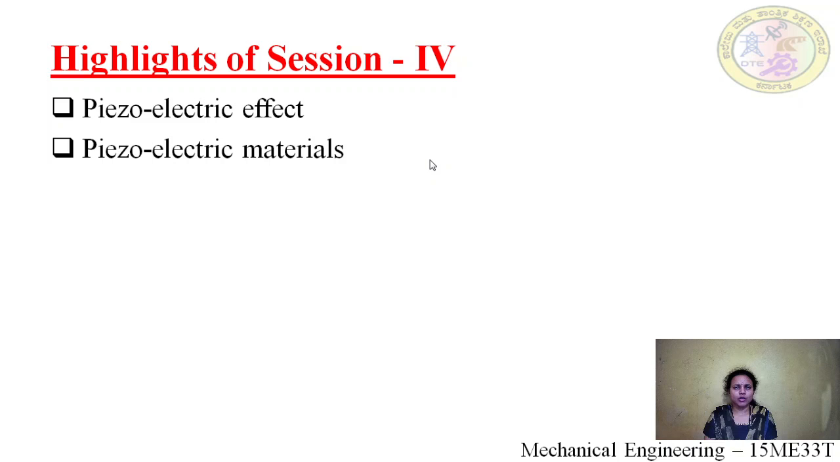And the second thing we saw was certain piezoelectric materials. There are two types of piezoelectric materials: natural materials and synthetic materials. Some of the natural materials are quartz and tourmaline group minerals, and the synthetic are Rochelle salt and barium titanate. Quartz is a commonly used piezoelectric material because of its stability. It is more stable compared to the other materials.